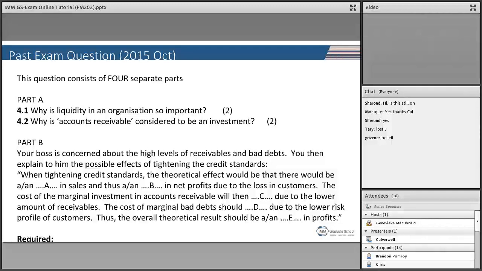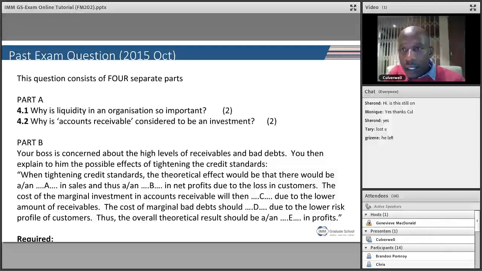Sorry guys about that interruption. So I was explaining the concept of tightening credit standards.